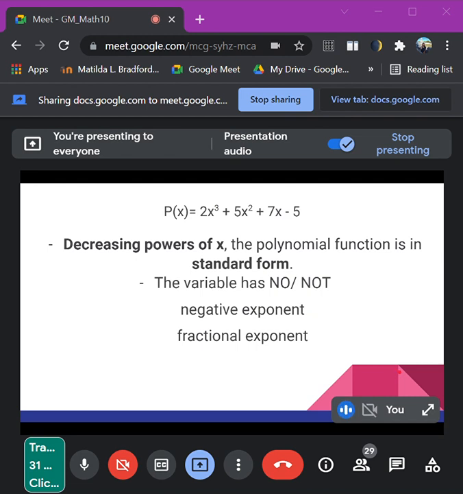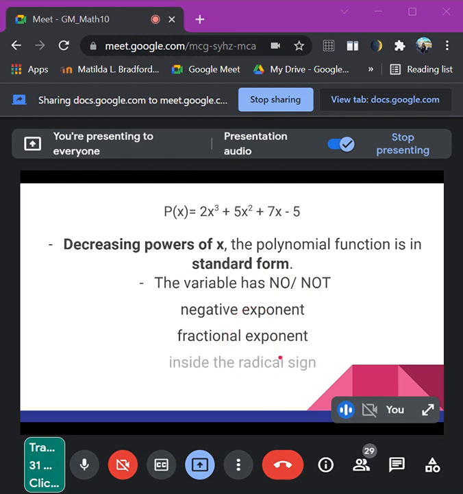So when we say fractional exponent, you have there 1/2, 3/4, and so on, 1/3. Kung ang exponent is fraction, dili na siya polynomial function. Okay? So you have to remember this one.